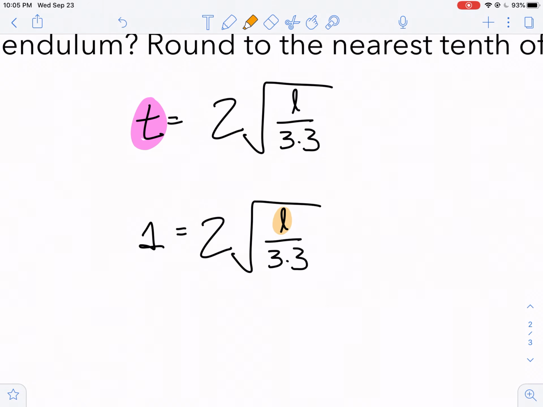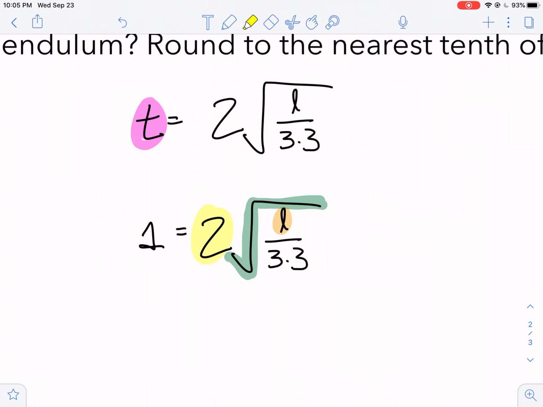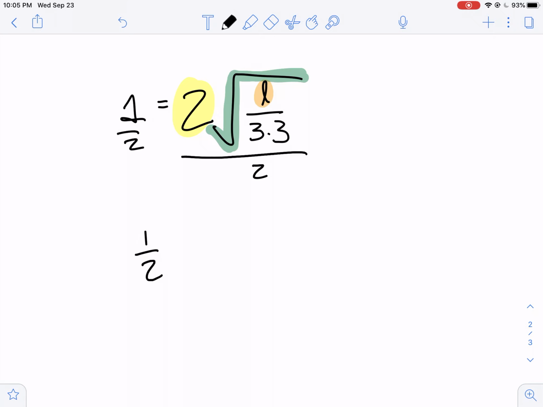And what's happening to our L? Well, it's got a dividing by 3.3. It's in the square root wrapping paper. And it's got a 2 times bow. So we're going to need to undo the 2 times bow first. So we divide by 2 on both sides. That gives us that 1/2 equals the square root of L divided by 3.3.